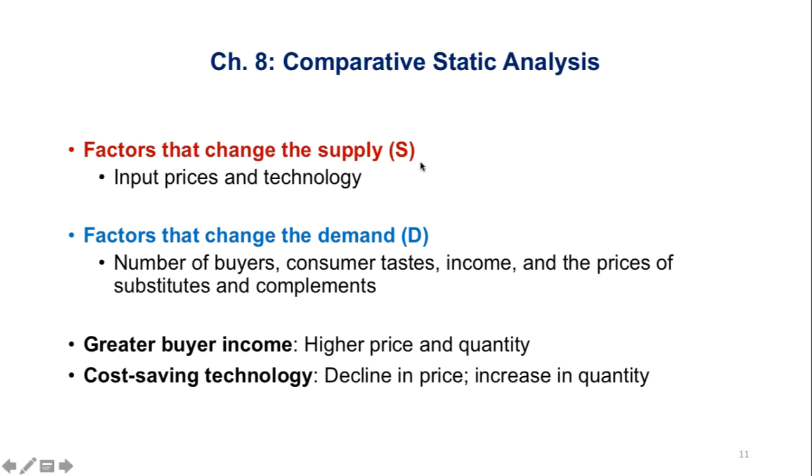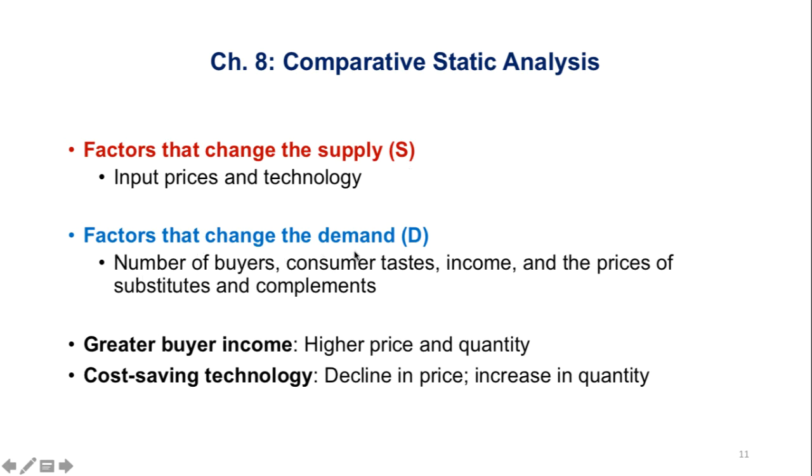Factors that change the supply could be input prices and technology. For example, if the wage rate for the nurses increases, the nurse is an input for medical care, right? This increases the cost of production of medical care and shifts the supply curve to the left. Or decreasing the wage of the nurse could increase the production and shift the supply to the right.